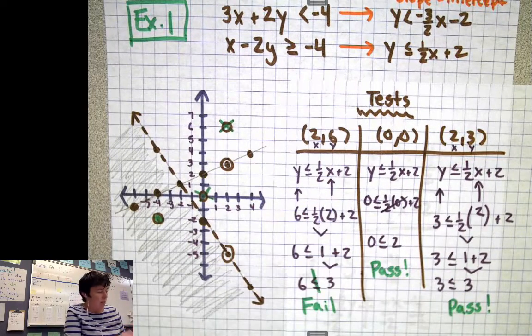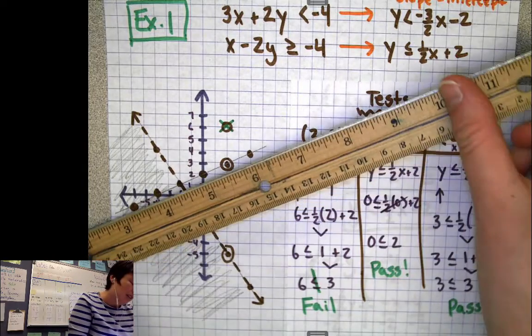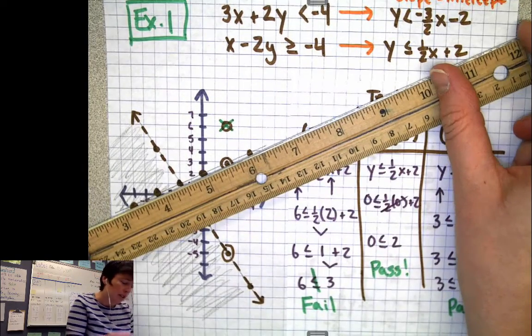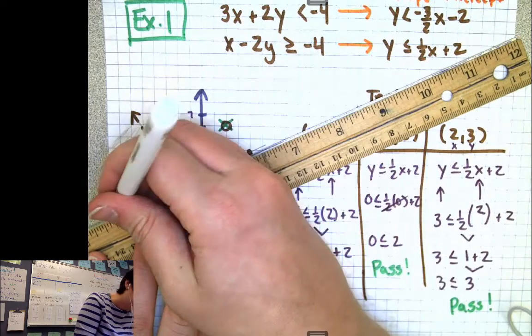So again, I'm going to grab my ruler, and I'm going to connect my line, and now I'm going to make it solid. Now I'm ready for a solid line. So here we go. We're going to make this nice solid line.